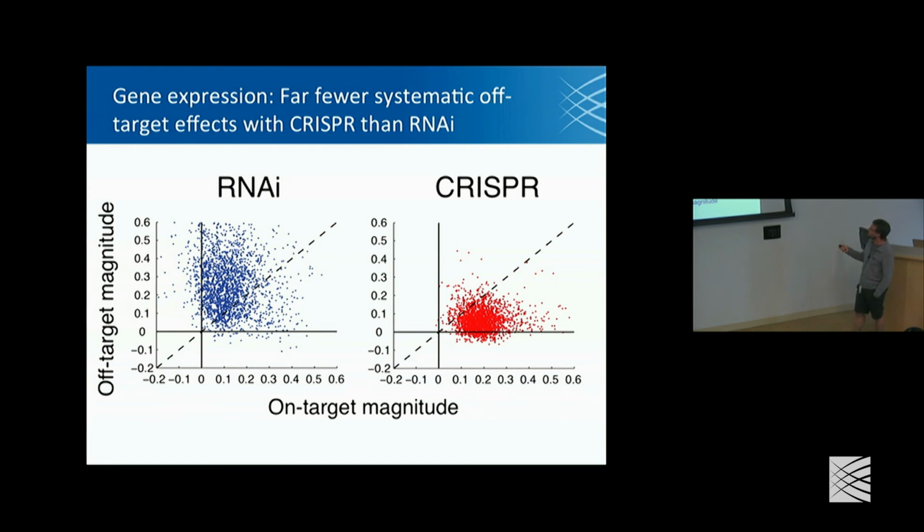However, with CRISPR technology, the vast majority of the dots are below this x equals y line here, meaning that the majority of CRISPR perturbations have more on-target magnitude than off-target magnitude.